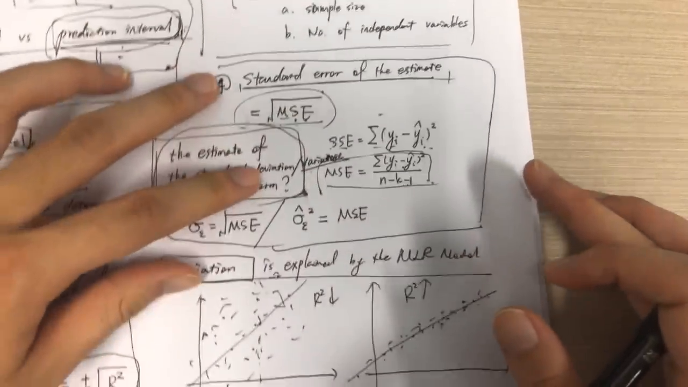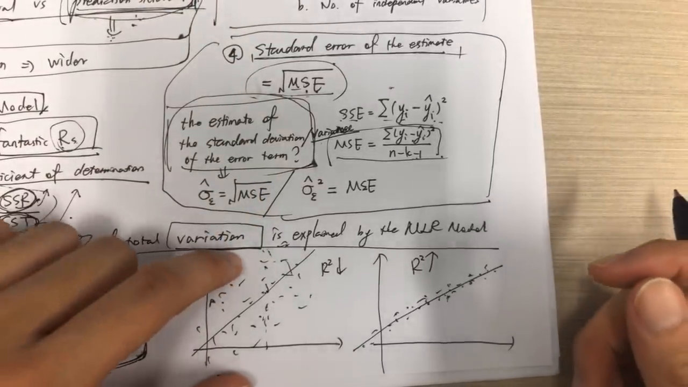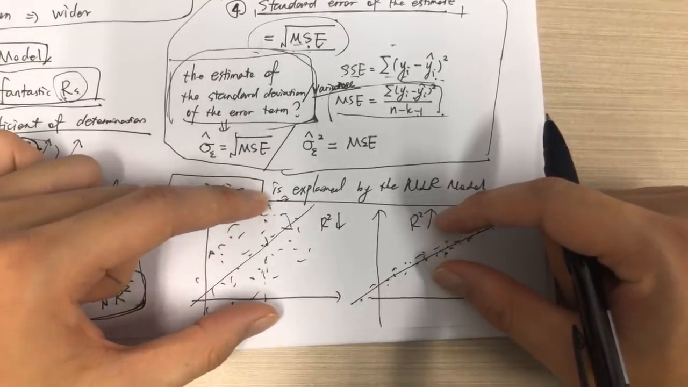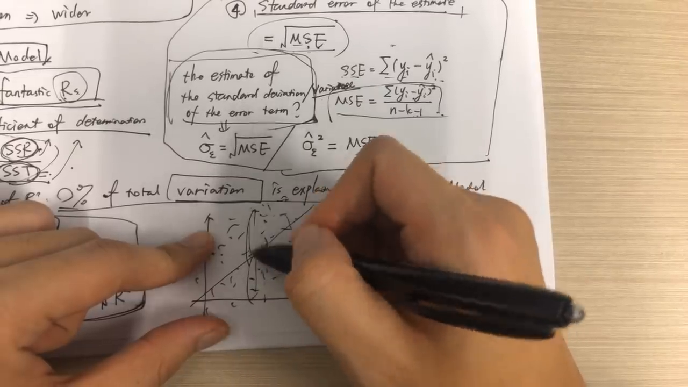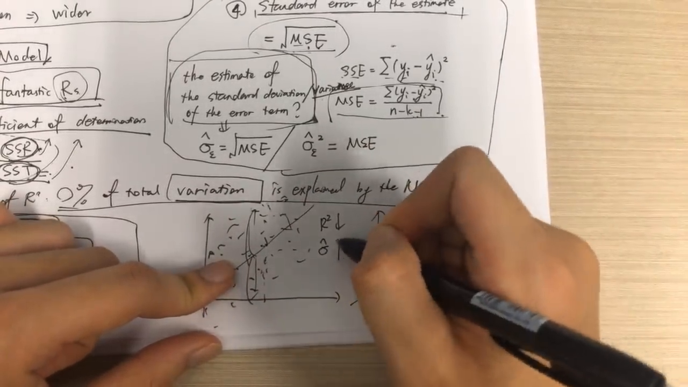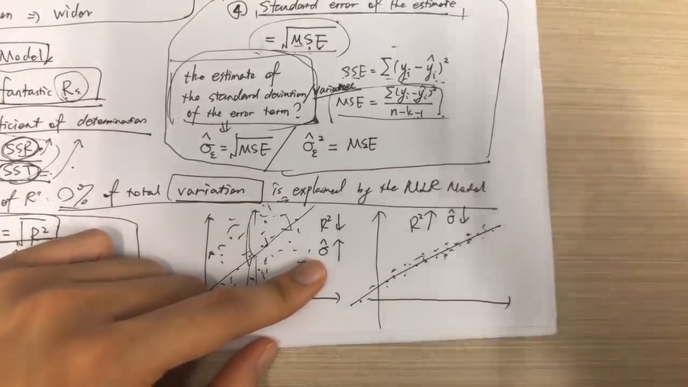And for the fourth one, standard error. Standard error is just the standard deviation of the residuals. So by looking at the width, you can see this one's residual has a super large variance, right? Definitely this one has a higher standard error and this one has a lower standard error.